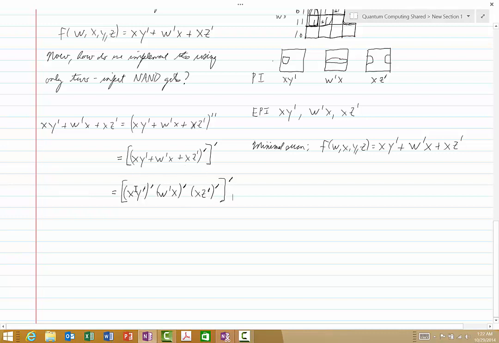But how do we implement this? Because this is three terms that we want to NAND together, but we're supposed to use only two input NAND gates.